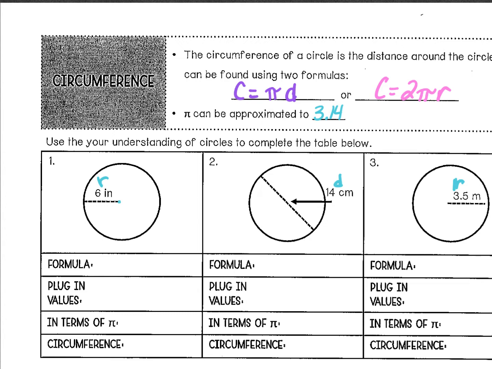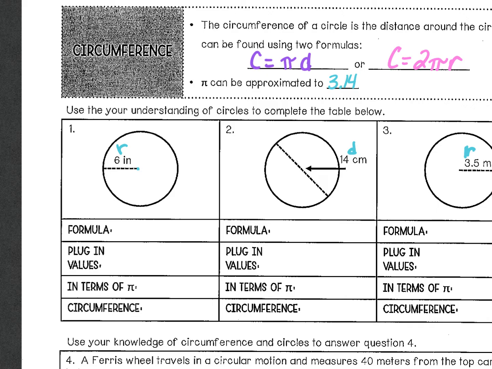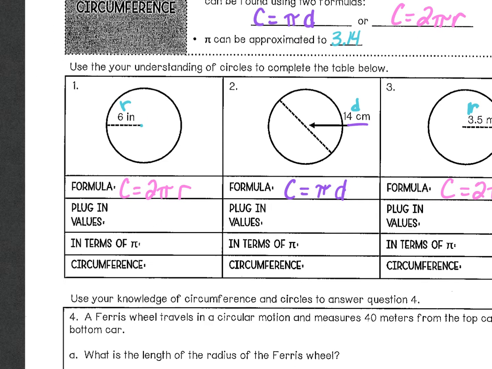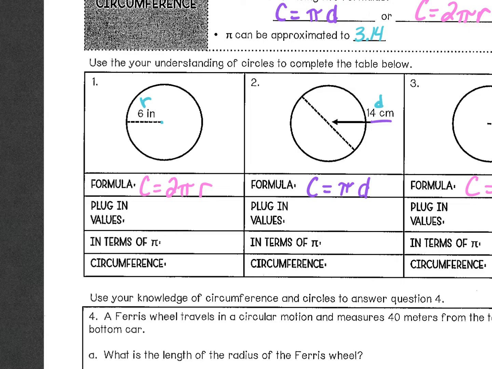Okay, so let's talk about if we were just using the radius and diameter here. If this is r, I'm going to use C is equal to 2 times pi times r. Then we're going to plug in values. Let's find the formula of each, since we've already talked about this. Since this is a diameter here, I'm going to use C is equal to pi times the diameter. And this very last one down here is the radius again. C equals 2 pi times the radius. So you pick one of the formulas depending on if you have the radius or diameter. Okay, from there we're going to plug these values in.